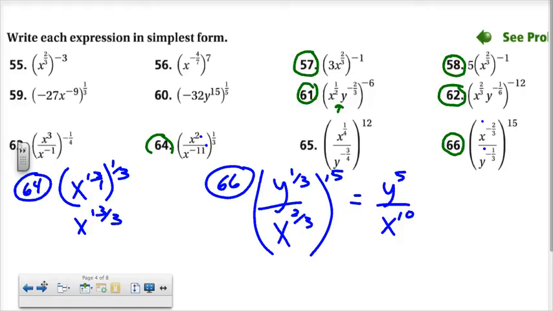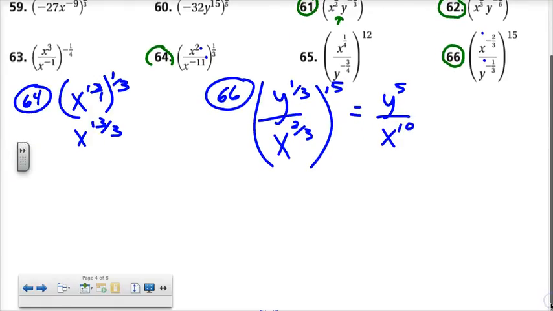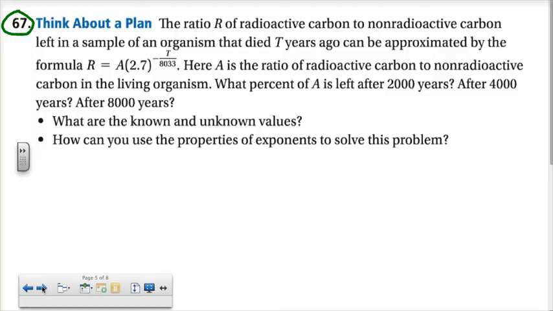Next one I had here was number 67, which is a word problem. The ratio R of radioactive carbon to non-radioactive carbon left in a sample of an organism that died T years ago can be approximated by the formula R equals A times 2.7 to the negative T over 8033. Here, A is the ratio of radioactive carbon to non-radioactive carbon in the living organism. What percent of A is left after 2,000 years?